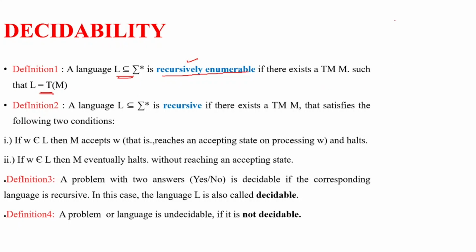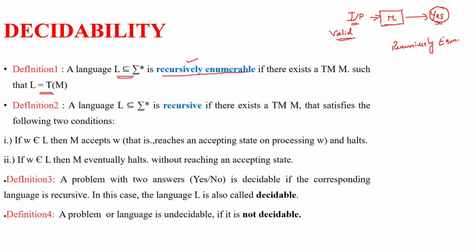This means, if there is a language and an input string which is valid as per the definition of the language is fed to a Turing machine M, then for a valid input, if the machine always says yes, so that it concludes that it is a valid input, then this Turing machine is recursively enumerable.